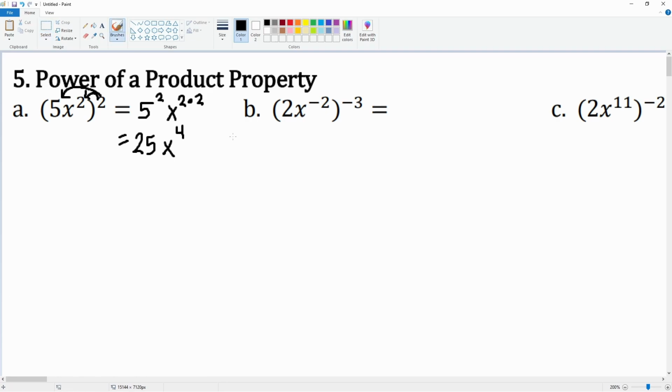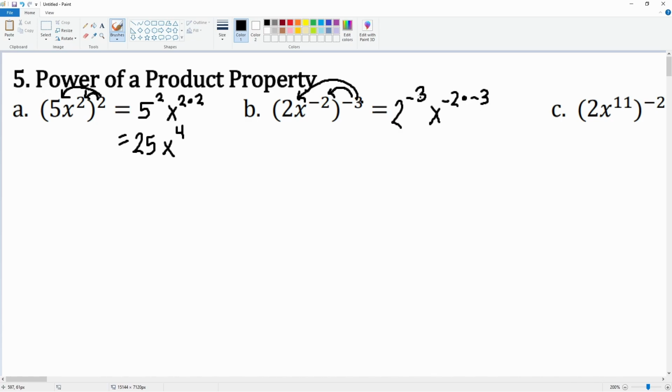Okay, so that's the visualization of why that works the way it does. So we do the same thing here for 2. We distribute this -3 for the exponent to each one of the terms. Okay, so we have the 2 to the -3 power, then we have x to the -2 power times -3.